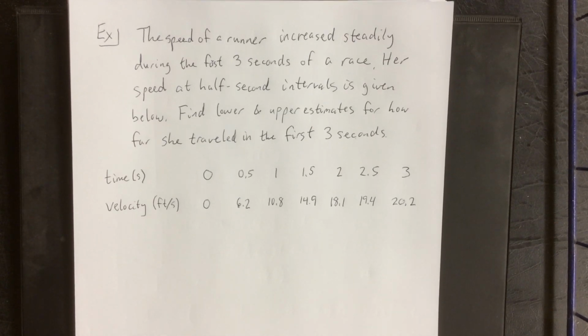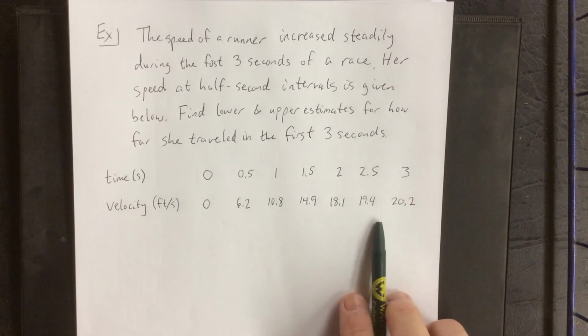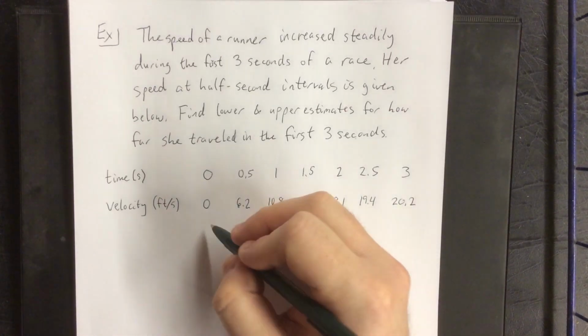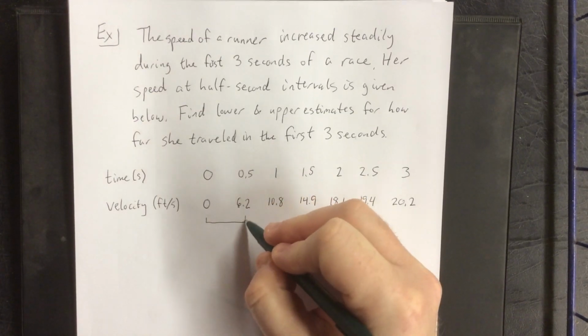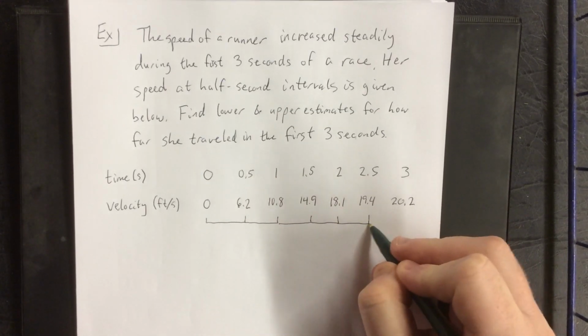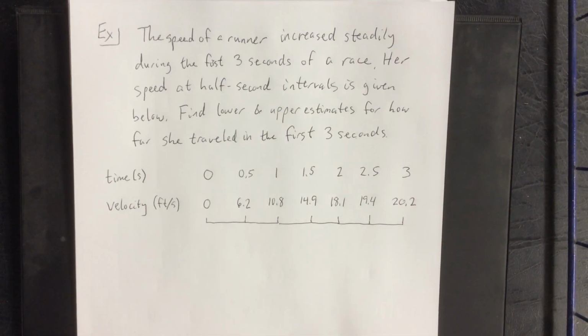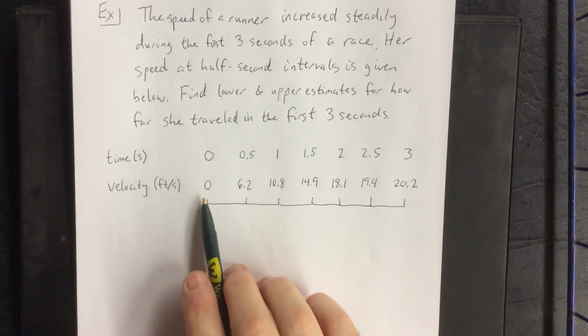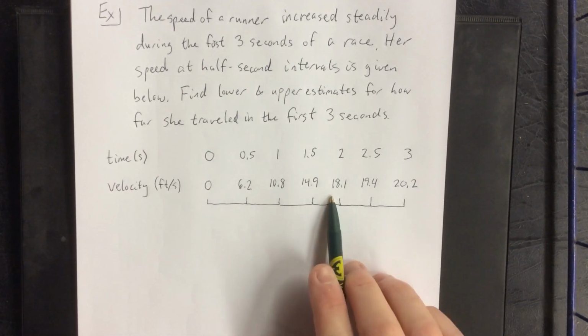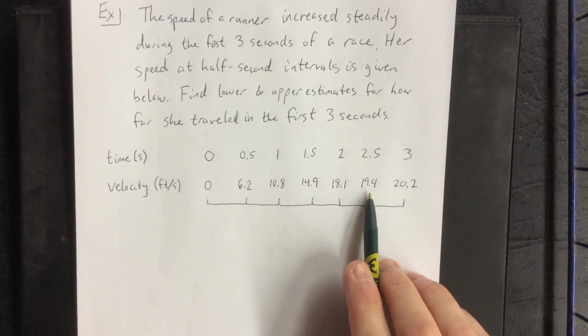So the speed of a runner increased steadily during the first 3 seconds of a race. Her speed at half-second intervals is given in this table. Find lower and upper estimates for how far she traveled in the first 3 seconds. Now what I see here is that we have a total of 6 intervals over which we'll be making estimates. So the 6 intervals go from 0 to 1/2, 1/2 to 1, 1 to 1.5, 1.5 to 2, 2 to 2.5, and 2.5 to 3.